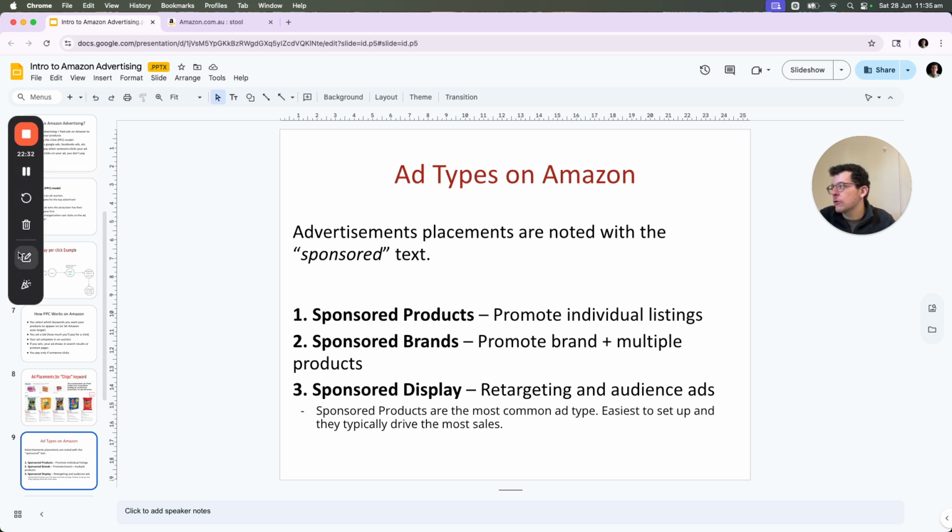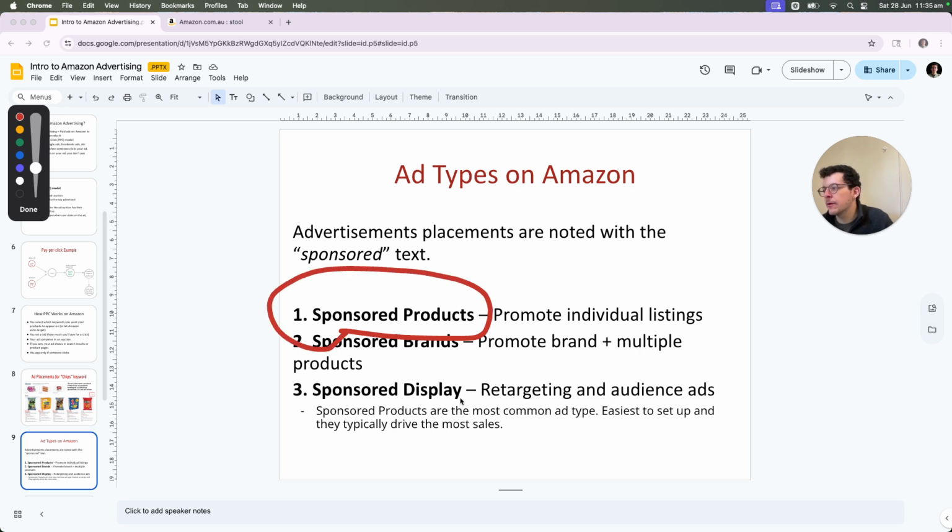You will have the opportunity to create multiple different placements. Each of them has a different function, a different purpose. Some work better than others. Some are more expensive than others. The most common is sponsored products. Typically, they're the easiest to set up. You'll start out with setting these up only. Generally speaking, probably 70-80% of your advertising budget will go towards the sponsored products. They're the most common, most effective in driving sales. So these are the ones you'll be most familiar with, sponsored products.